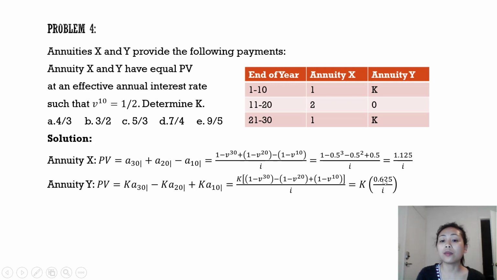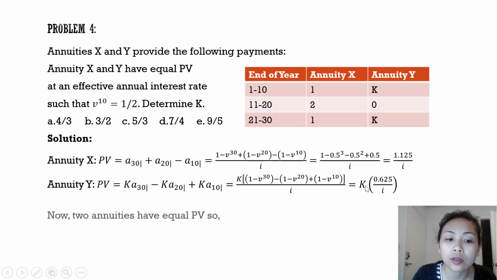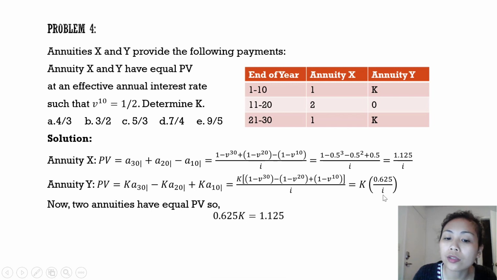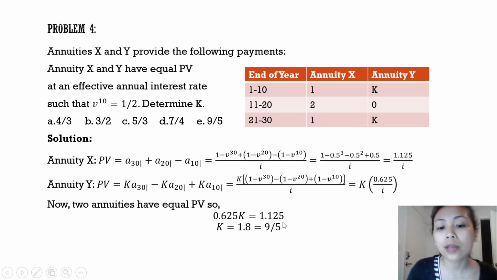And this is k times 0.625 over i, because v to the 10 is 1/2, so v to the 30 is 1/2 cubed, v to the 20 is 1/2 squared. So we just plug in. We have k times 0.625 over i, and because the question gives the information that these two annuities have the same present value, we set the two equal and solve for k. We cancel i with i, so we have 0.625 k is equal to 1.125, so k is 1.8, which is 9/5, so the answer is E.